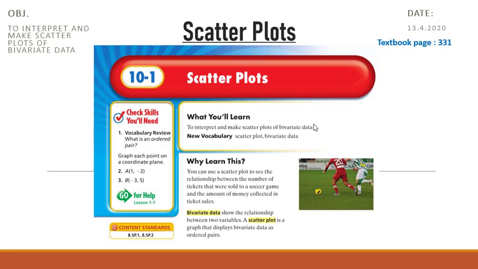In your textbook page 331, we have here the meaning of bivariate data. Bivariate data show the relationship between two variables, and a scatter plot is a graph that displays bivariate data as ordered pairs.